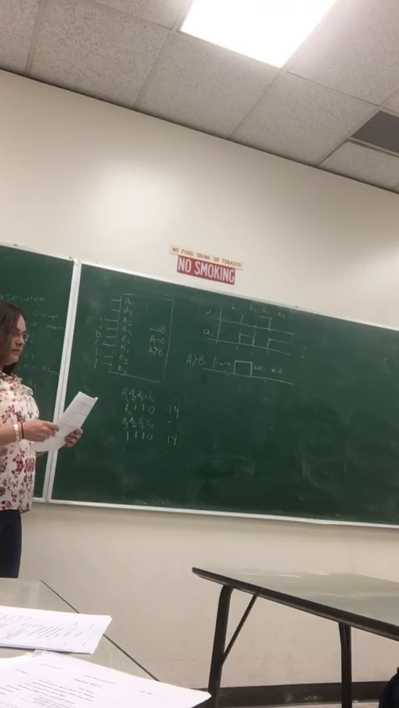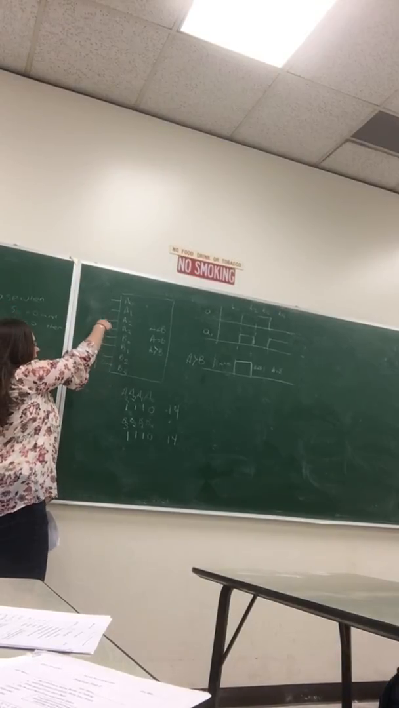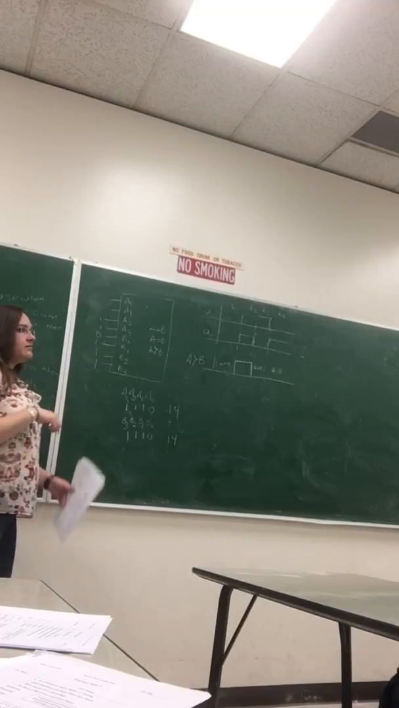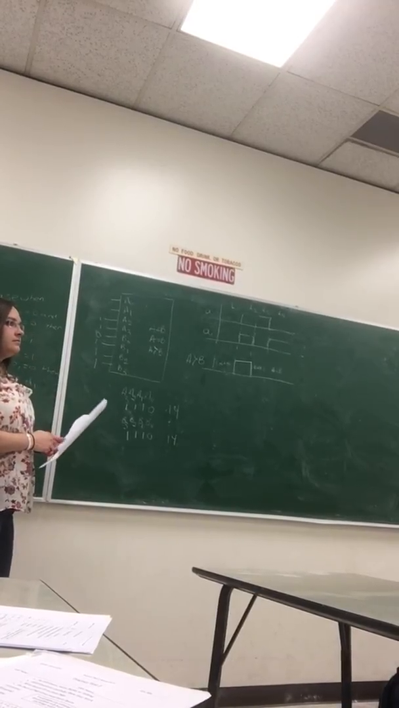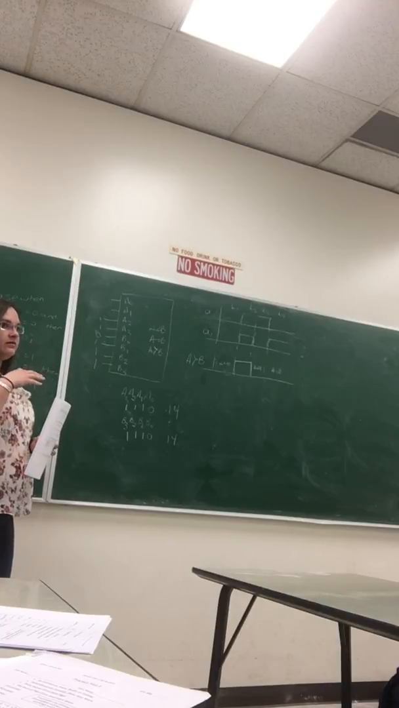So the only ones that are changing are A0 and A1, because you've been given the rest of A, A2 and A3, and you've been given all of B. Does this make sense to everyone? If it doesn't, let me know.